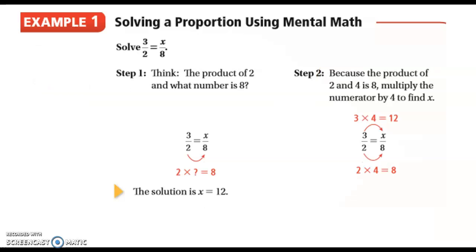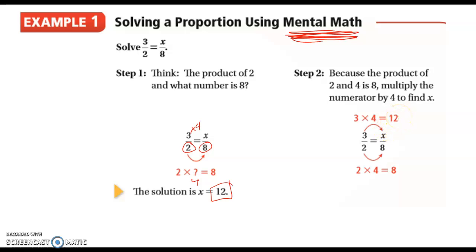Solving a proportion. There's a couple ways to do this. The first method is mental math. And a lot of you guys like to do this, where you go, okay, 2 times what will give me 8? You go, oh, 2 times 4. So then you go 3 times 4, and that gave you 12. So that's how you can do that.